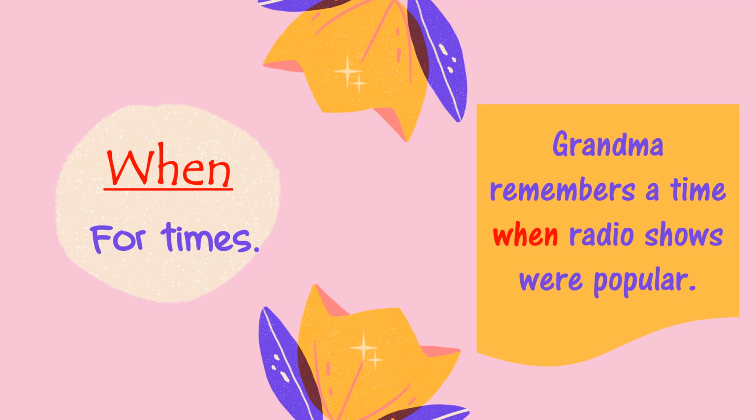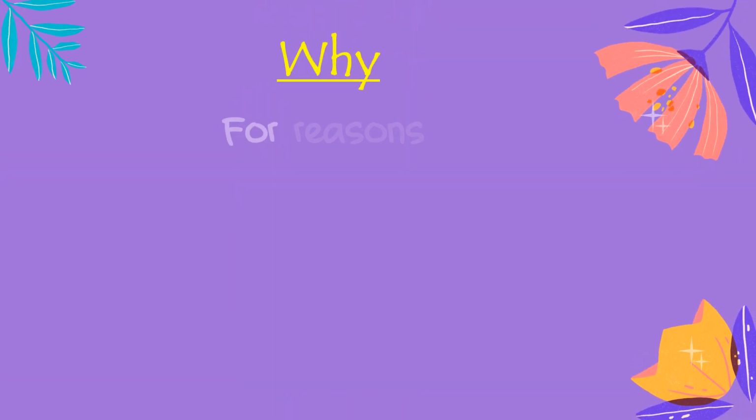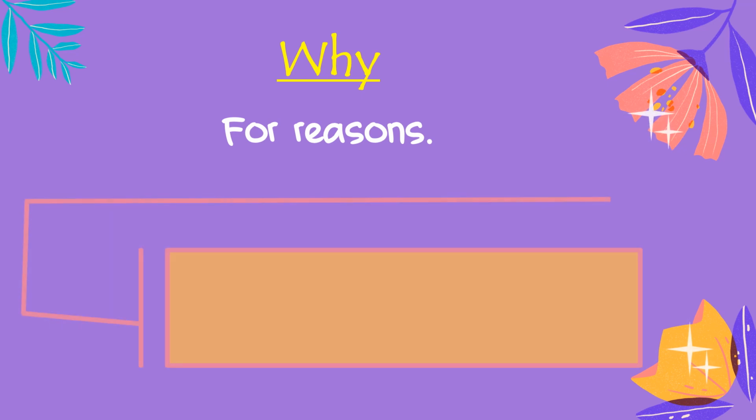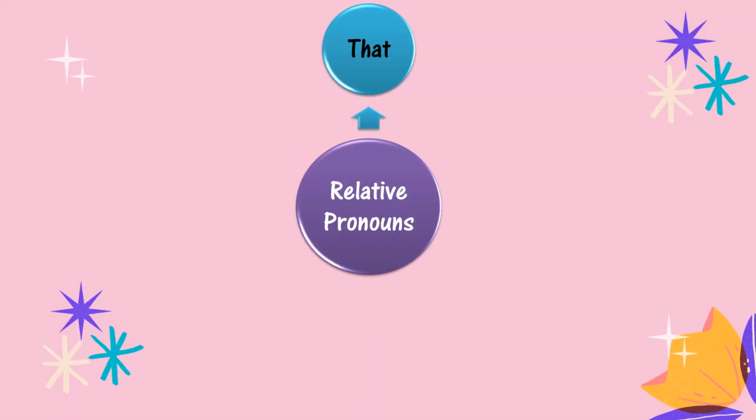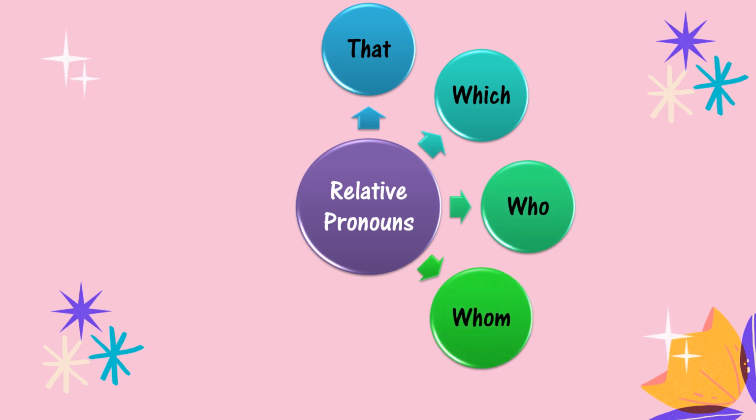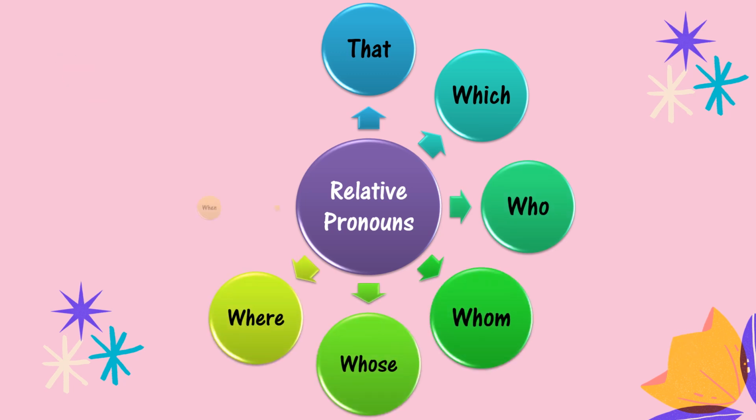Next we have why. Why is used for reasons. Let us take this example. Do you know why the shop is closed today? So here it is asking the reason why the shop is closed. Understood, children? So we have learnt the relative pronouns that, which, who, whom, whose, where, when, why.